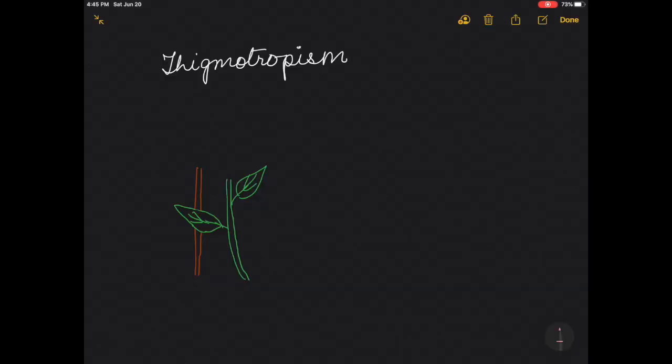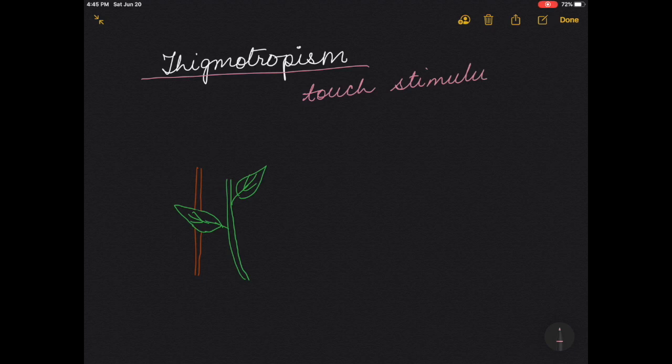The next type of tropic movement in plants is known as thigmotropism. It is the growth movement of plants in response to touch stimulus. There are some interesting responses that you see in response to touch. There are plants such as sweet peas, vines, that is grapes, and here in the hills you see lots of squash.